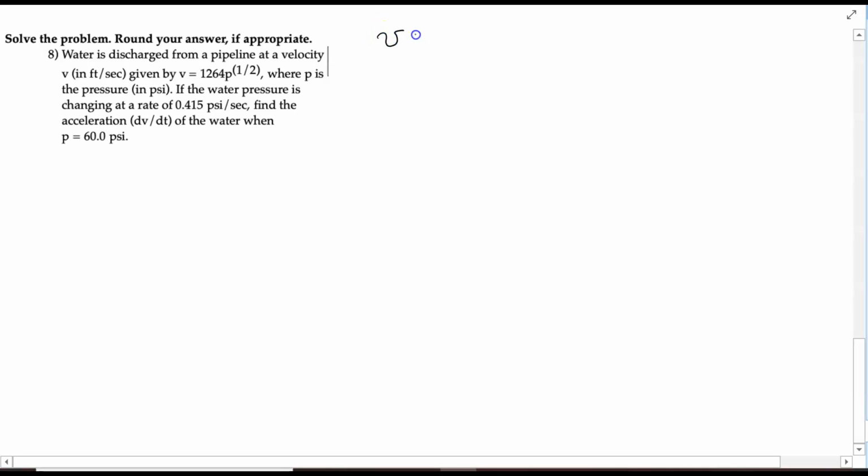We know the formula that they gave us: V equals 1264 p to the 1/2 power. They tell us the water pressure is changing at a rate of 0.415 psi per second. So water pressure is changing, that means that right there is our P prime, and it's going to be 0.415 psi per second. I'm going to highlight that in yellow just to save myself time in a bit.